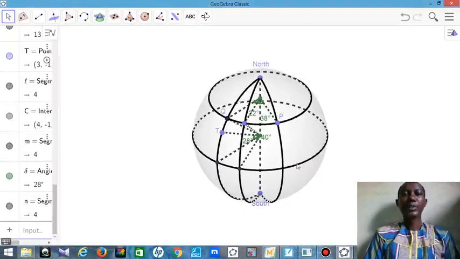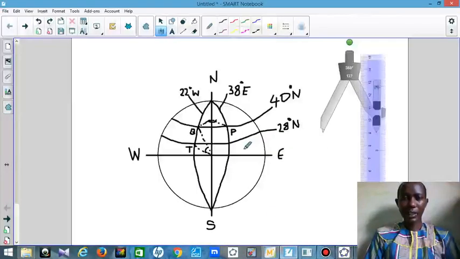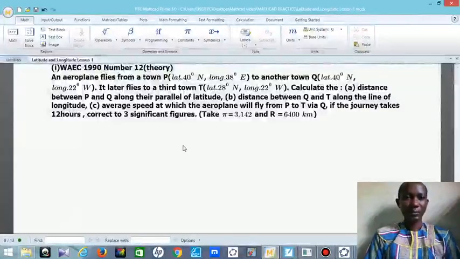So that is this angle. That is all we need. The angle between Q and T will now be 38. Since from 0 to P is 38, then from 0 to Q is 22. So the angle between Q and P is going to be 38 plus 22. The angle between Q and T is going to be 40 minus 28. You will get the angle. So by the time you get this principle, the work will be easy for you to solve.